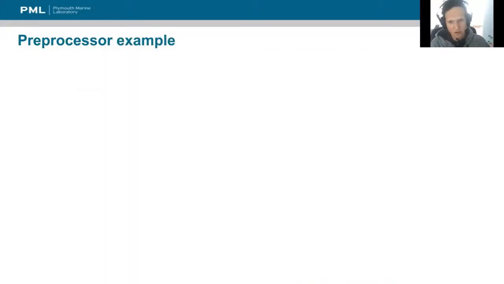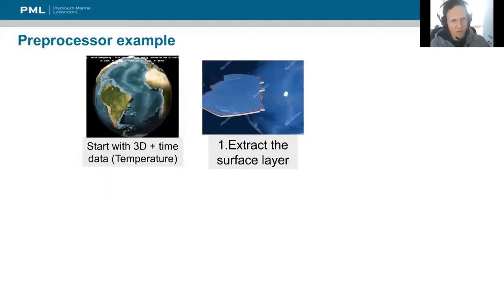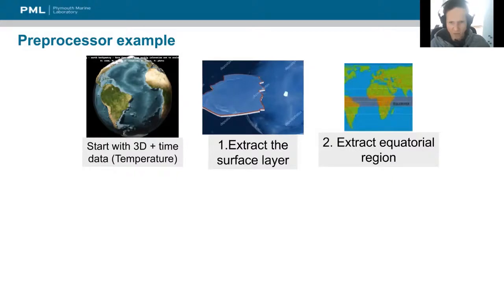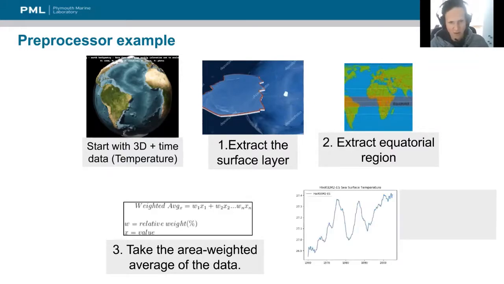As a thought experiment of how a preprocessor would work, say we start with our full 3D plus time data set, something like 3D ocean temperature time series. We say we want to extract the surface layer, just take the top of it. Then we want to extract the equatorial region, and then we take the area weighted average of that data set. So it goes from a full 3D plus time data set down to a one-dimensional, time-dimensional data set. That would be a fairly standard thing that people would want to do quite regularly. And the output is one-dimensional time.